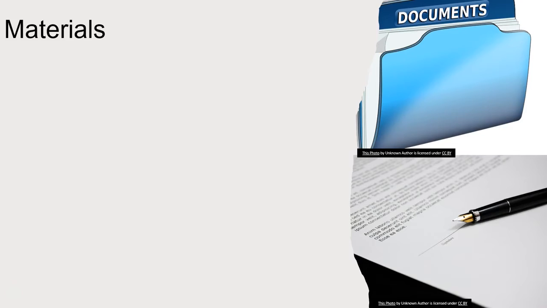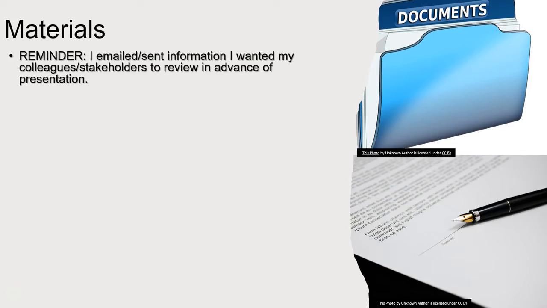So here we go. Number 1, I emailed or sent information I wanted my colleagues and stakeholders to review in advance of the presentation. This is a reminder. I believe I've said this as a part of this series already. You can see how I process information. I need to have looked over the agenda, the handout, whatever, ahead of time.